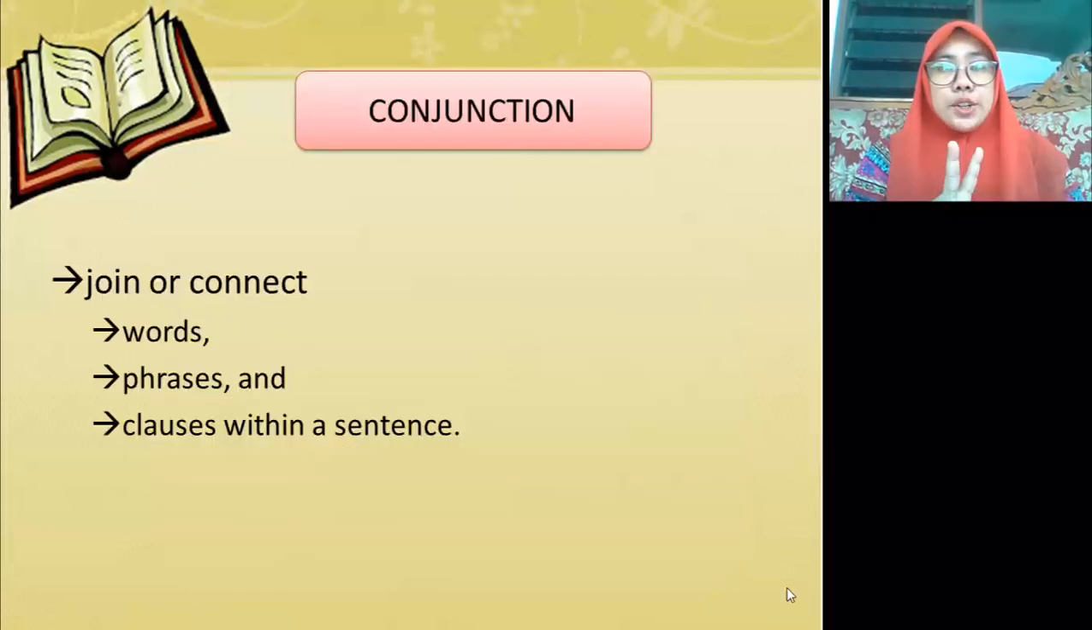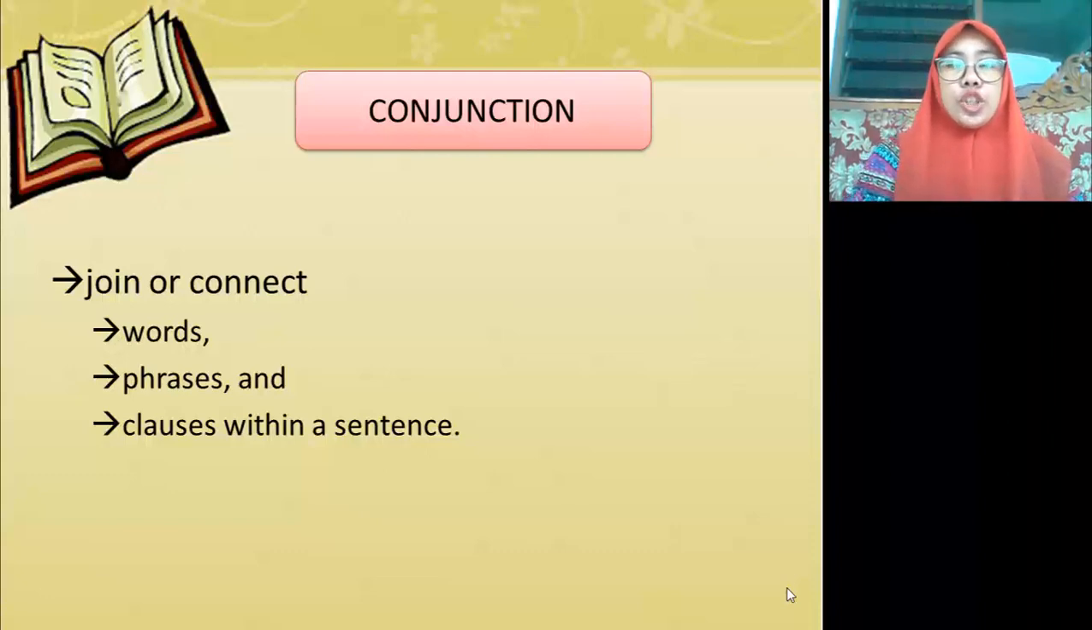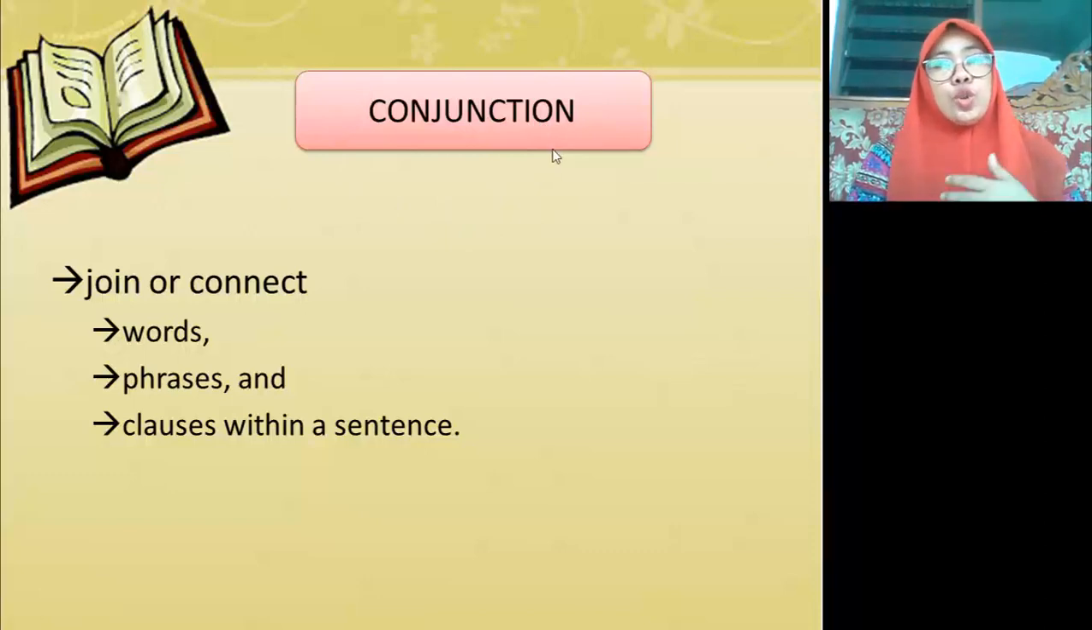The second part of our topic today is conjunction. We can use a conjunction when we want to combine, connect, or join words with words, phrases with phrases, clauses with clauses, or maybe sentence with sentence, paragraph with paragraph, so that your sentence becomes more comprehensible.